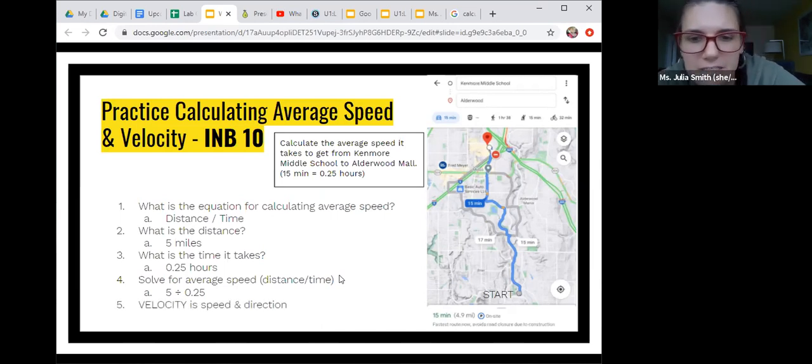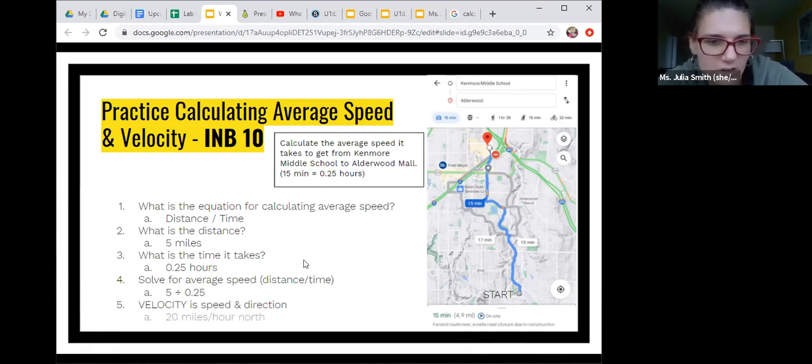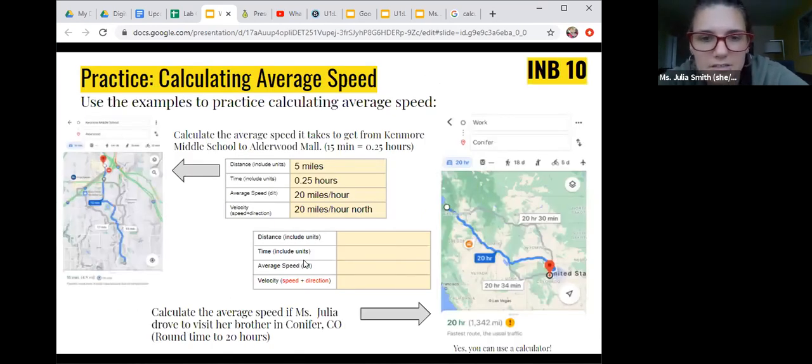The velocity is speed and direction. So we know our speed is 20 miles an hour. Now we've got to figure out the direction. We start here down south and we head north to Alderwood Mall, so we know our direction is north. So our velocity is going to be 20 miles an hour north. So on slide 10, you should have these filled in. Distance is 5 miles. The time is 0.25 hours. The average speed is 20 miles an hour. And our velocity is 20 miles an hour to the north.